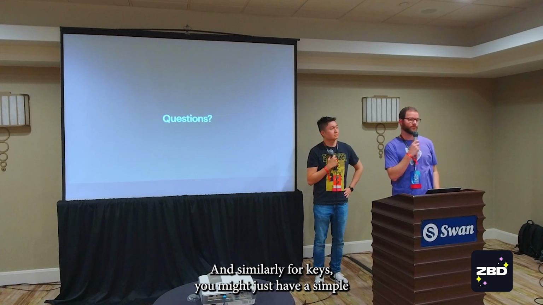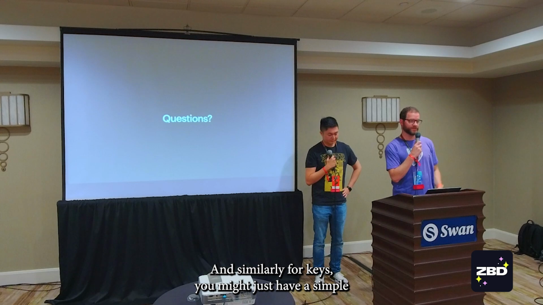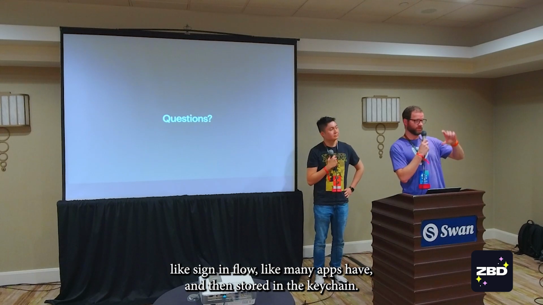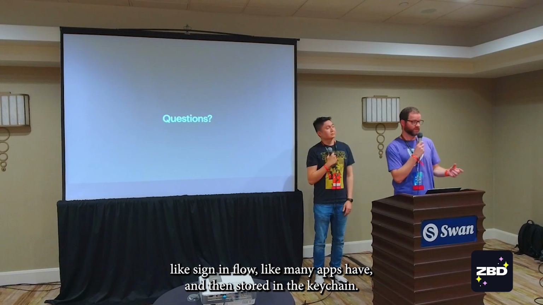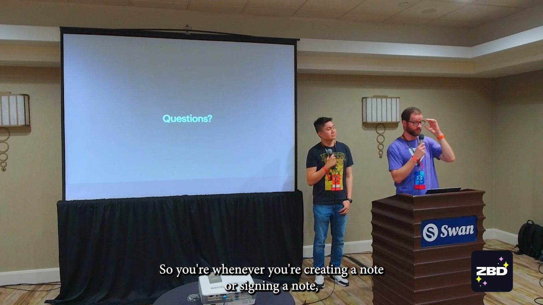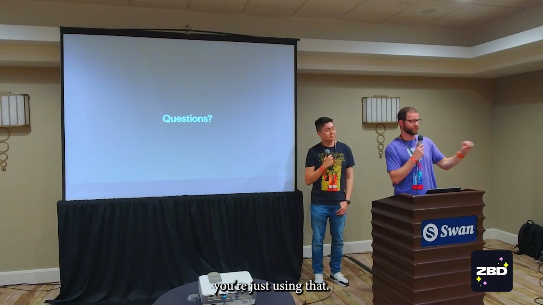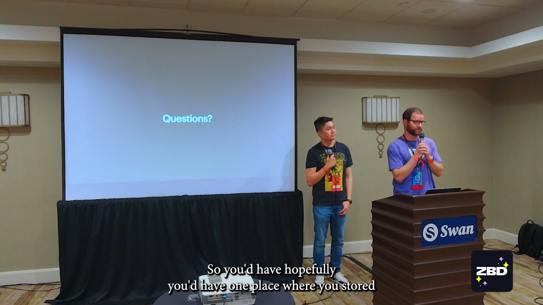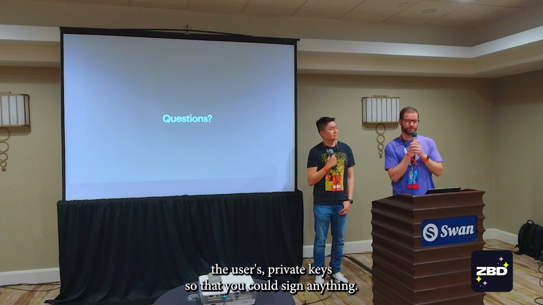And similarly for keys, you might just have a simple sign-in flow like many apps have, and then store it in the keychain. All of the APIs take the key pair as an input. So whenever you're creating a note or signing a note, you're just using that. So hopefully you'd have one place where you stored the user's private key so that you could sign anything that way.